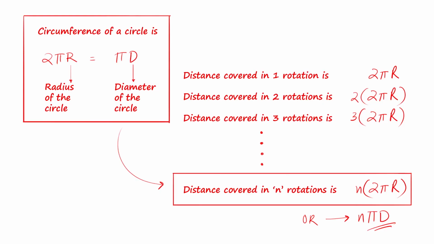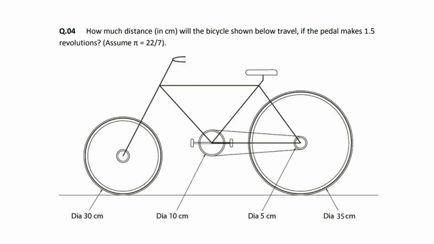And this comes from the very basic measurement of circumference. The circumference of a circle is 2 pi r, right? Where 2 pi is the angle, total 360, and r is the radius, which means if the circle rotates once, it is going to travel 2 pi r distance, right? So since we discussed the concept, let's apply this in the question. The question is, how much distance will the bicycle shown below travel if the pedal makes 1.5 revolutions?